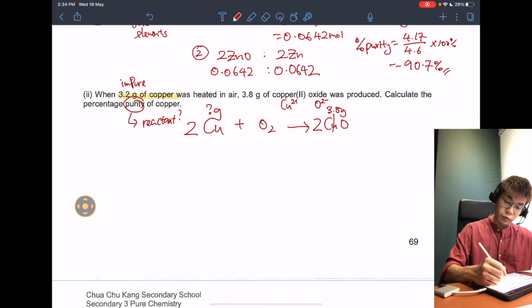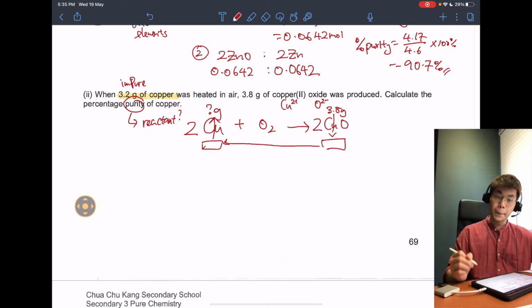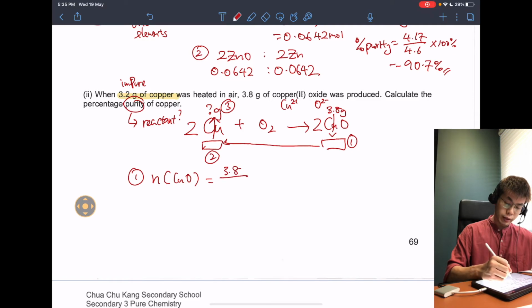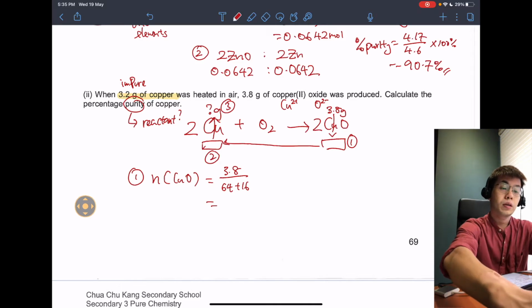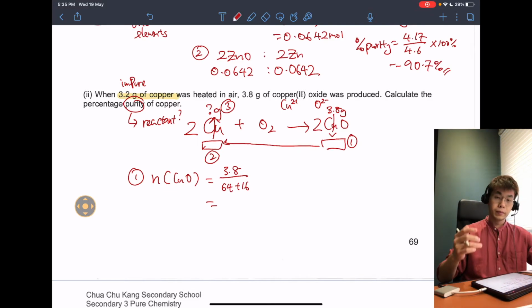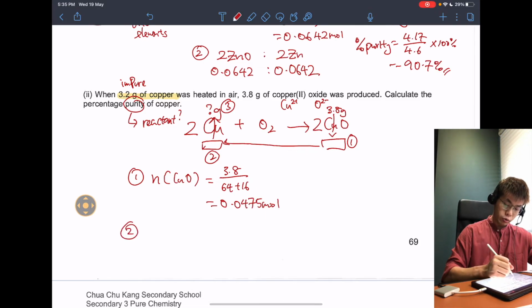So now I need to go down, find this, go across, find this, and then go up. Okay, so step 1, step 2, and finally step 3. So now in step 1, I need to find the number of moles of copper oxide. So that is mass 3.8 divided by 64 plus 16. That's 80. So then this is 3.8 divided by 80, and that is 0.0475 moles.